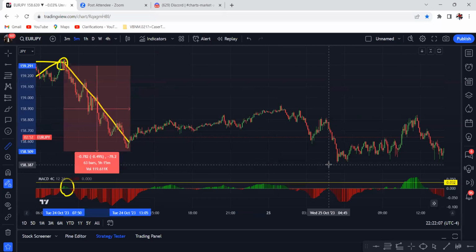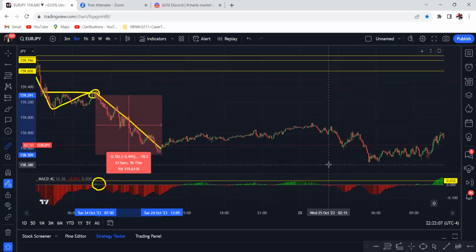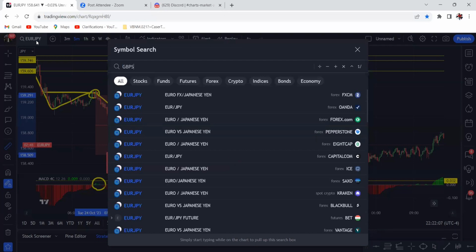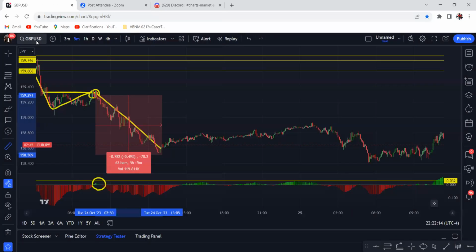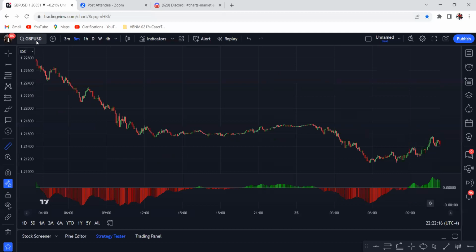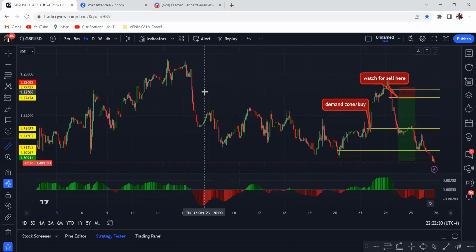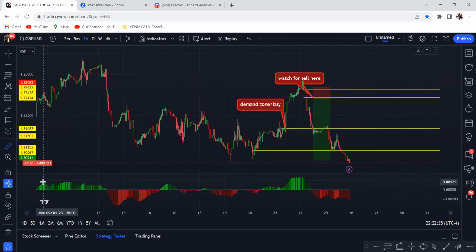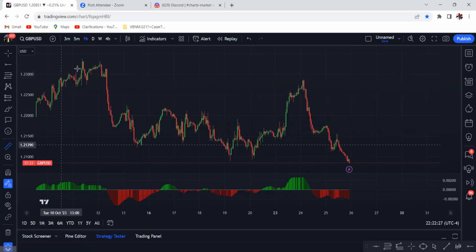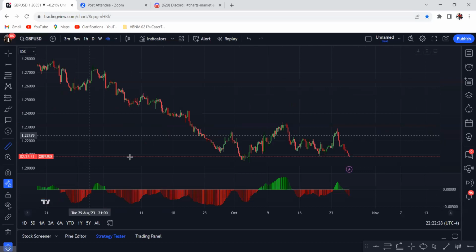Nice 78 pip move. Voila. Right. And this is how you combine. This is confluence right here, ladies and gentlemen. GU, I think there was a beautiful sell opportunity that was caught. So I think it was like the 4 hour.